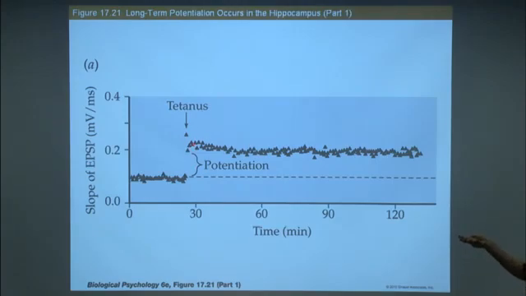And then after the tetanus, we start giving the same single stimulation. And you can see the slope increases. So that means that that population response has increased substantially, and that slope is maintained for, look, 30 to 120 minutes. For 90 minutes after this very brief stimulation, you get an increase in the synaptic response.